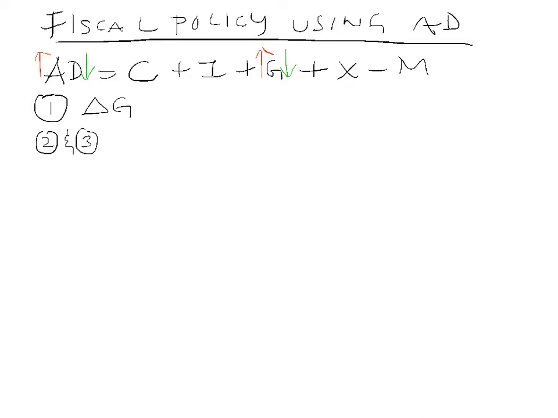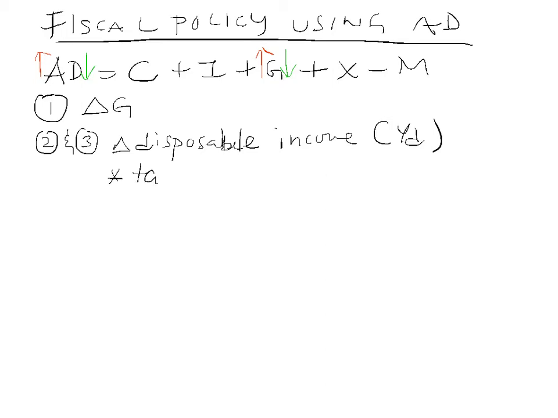Okay. The next thing we can say, which is really number 2 and 3, is to change disposable income, YD. This will involve making changes to either or both tax and transfer payments. Okay, tax or transfer payments.